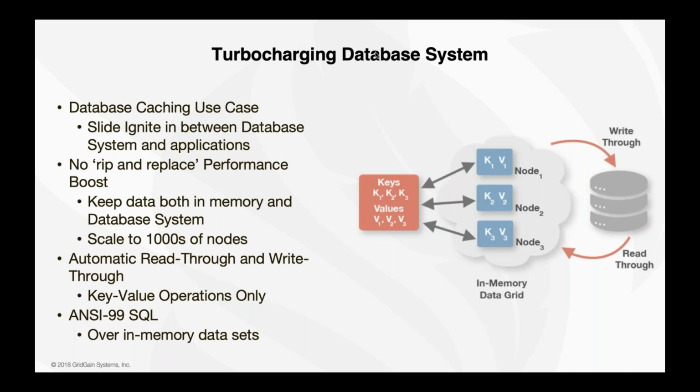So you keep your existing investment and then use Ignite to enhance that system, hence this kind of no rip and replace message. The other thing, the scale to thousands of nodes. So with the support now of ZooKeeper for Ignite, potentially you can add thousands and thousands of nodes if you really want to. You could really scale up to a huge cluster if necessary. I mean, that's the key point there.